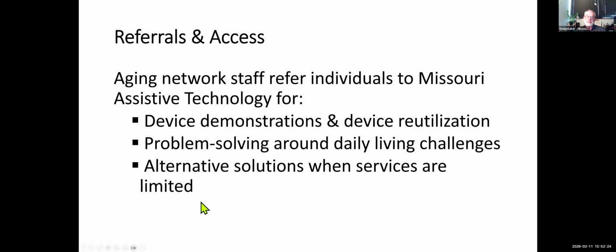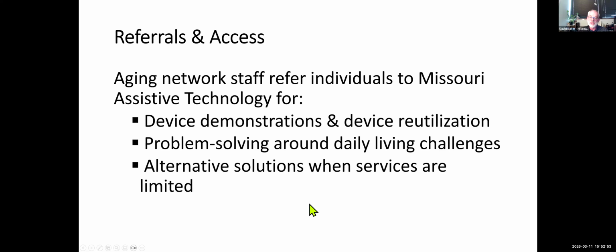Starting with just the basic things. We all know that more people need to understand assistive technology and how it can benefit them in their lives. And so we do a lot of presentations around the state. As we've provided other services, we've gotten more comfortable and have better networking with our aging network staff across the state, not only within state government, but within various organizations, and in particular with our area agencies on aging.